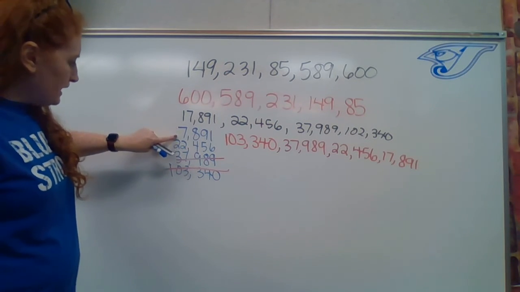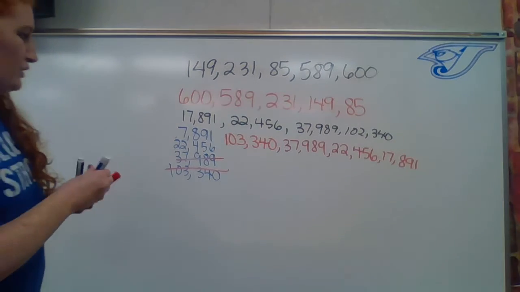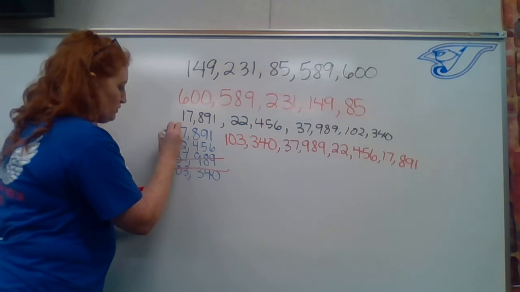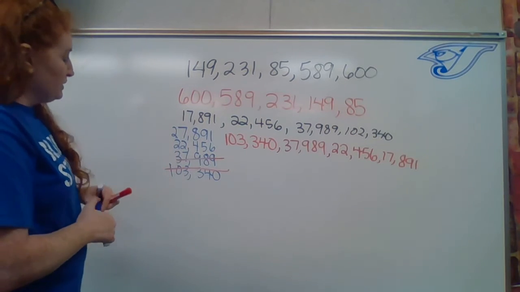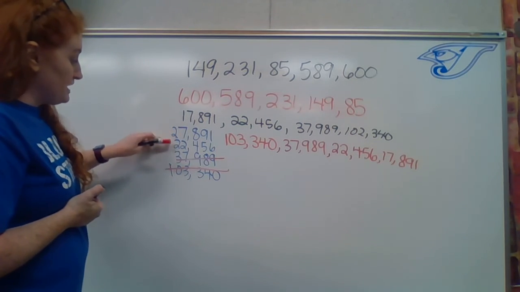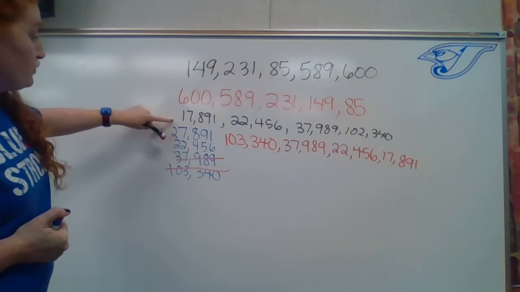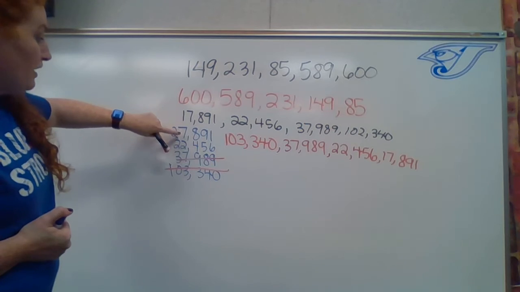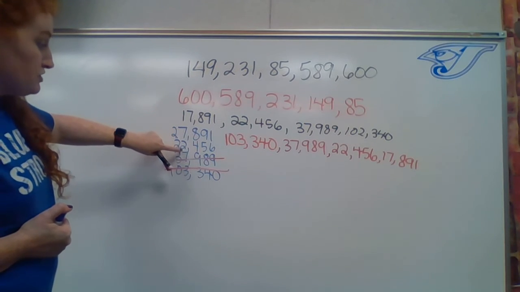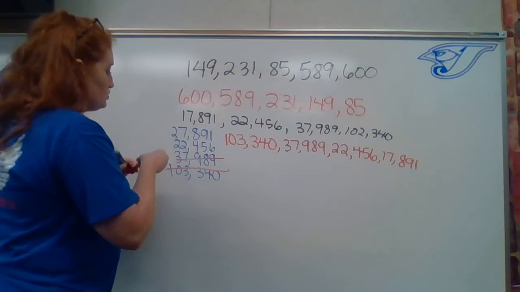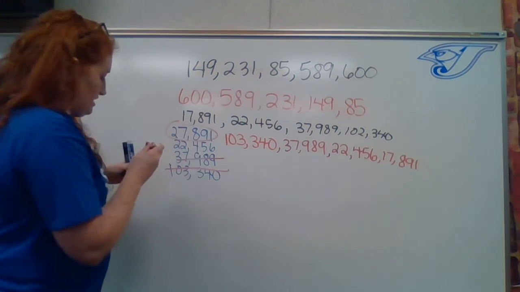Now, what if, though, it was 27,891? Do you remember what we did? What we did is we looked and we're like, oh, the two digits are the same value in the 10,000s place. Then we have to move over to the thousands place and we can see, oh, 7 is a larger digit than 2. Its value is bigger. So in that case, 27,891 would be bigger.